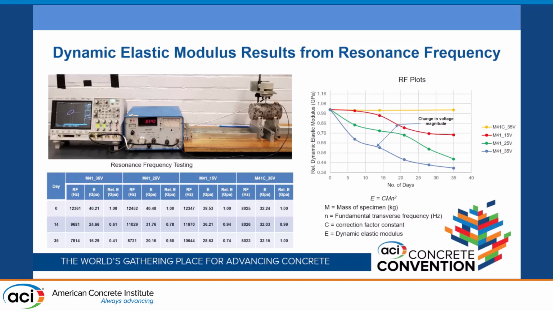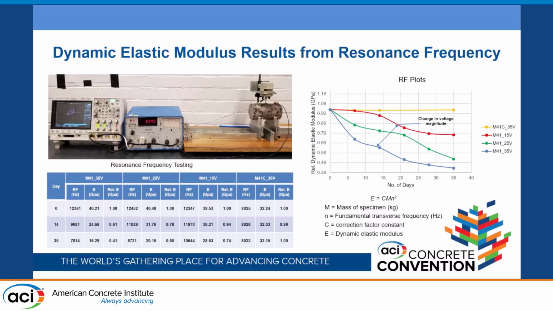And so what we got was, on day 14, you can see for the 35-volt samples, the resonance frequency had dropped from 12,000 to about 9,000. Same with the dynamic elastic modulus. For 25 volts, it was also a drop, but not as much as the 35 volts. And the same happened for the 15 volts. But if you look at our control sample, the M41C, the last one on this table, you discover that there was no significant drop in either the resonance frequency or the dynamic elastic modulus.